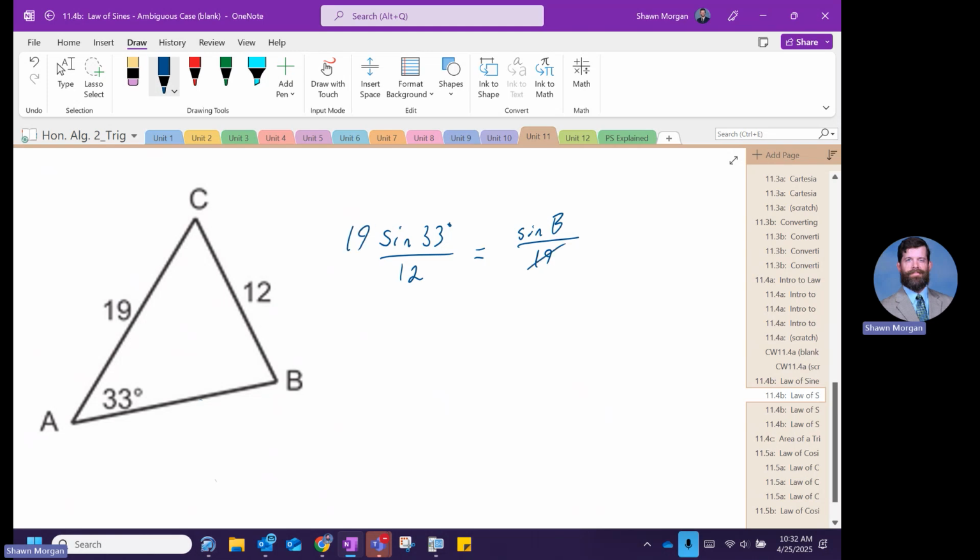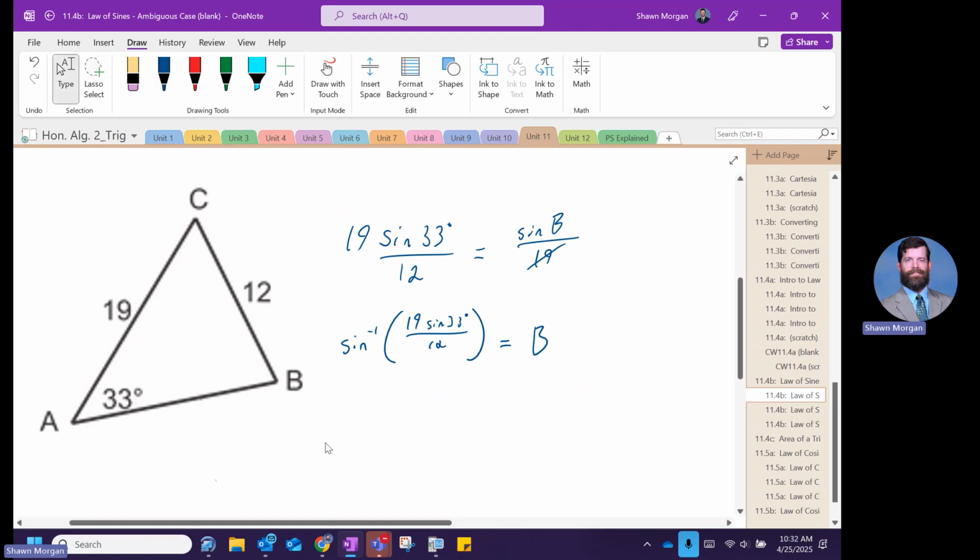By the way, did you notice how I cleverly flipped both fractions so that my unknown was up top? That saved me the trouble of having to cross multiply and divide. So now I've got the sine of B. That means that B will equal the inverse sine of whatever that number is: 19 sine 33, all divided by 12.